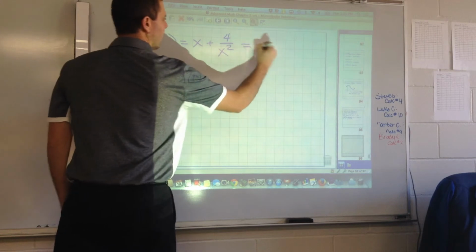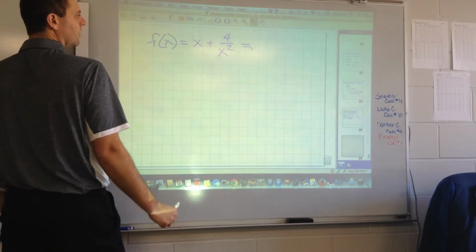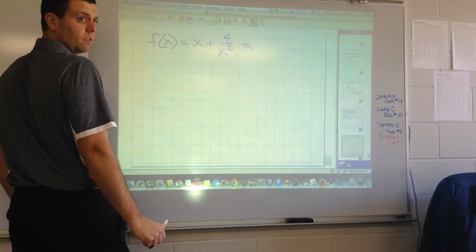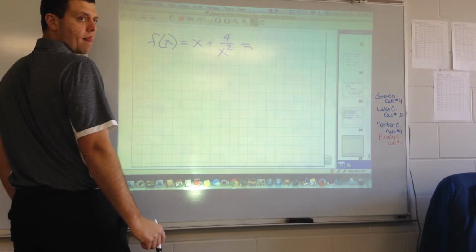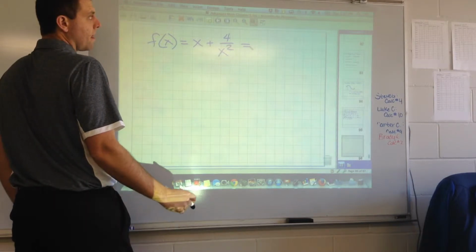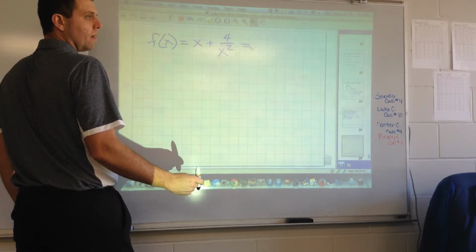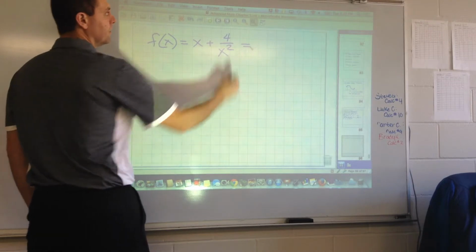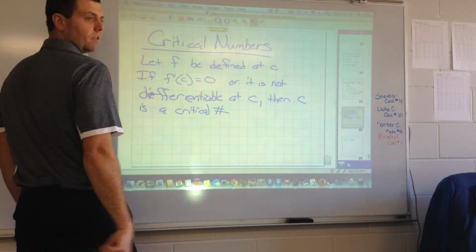I would probably rewrite this first. But wouldn't that mean it's an asymptote there, thus making it not differentiable? And didn't we just say that if it's not differentiable, then it's a critical number? At point c, f has to be defined at c, though. Got it. I see.